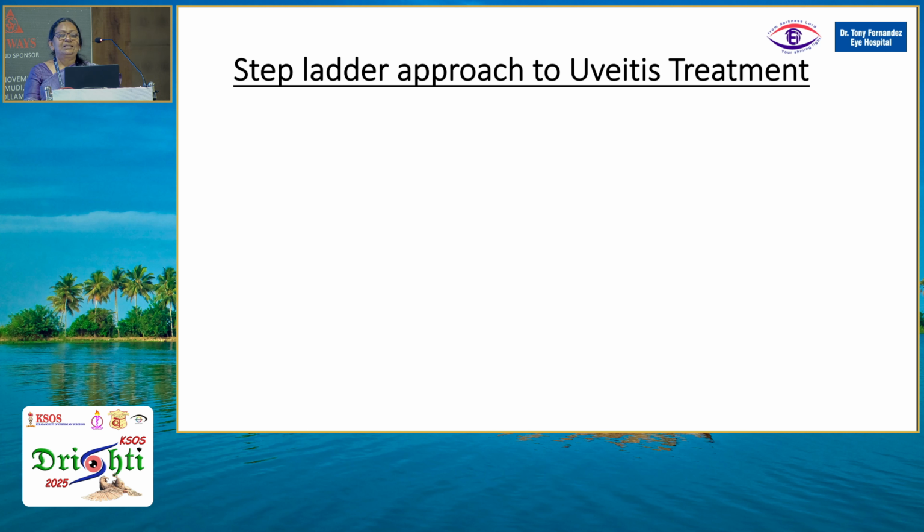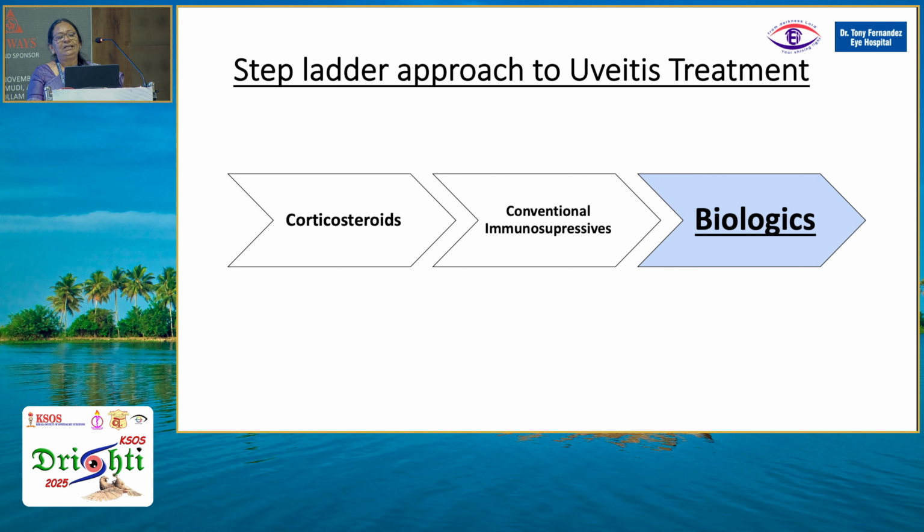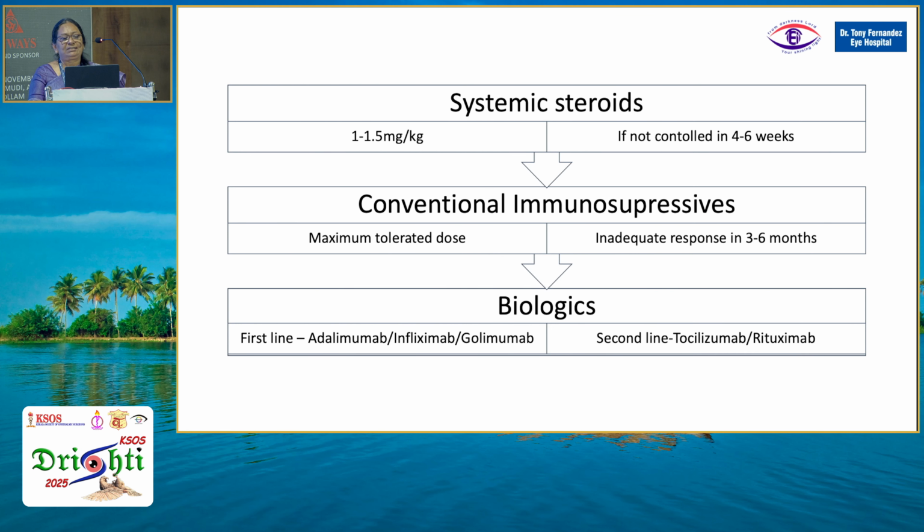So there is a step ladder approach to uveitis management. First is corticosteroids, then we move on to conventional immunosuppressives, and finally biologics. So I'll be talking about biologics. So this is the step ladder pattern. We start the patient with systemic steroids, 1 to 1.5 milligram per kilogram body weight. And if the uveitis is not controlled in 4 to 6 weeks, we will move on to conventional immunosuppressives.